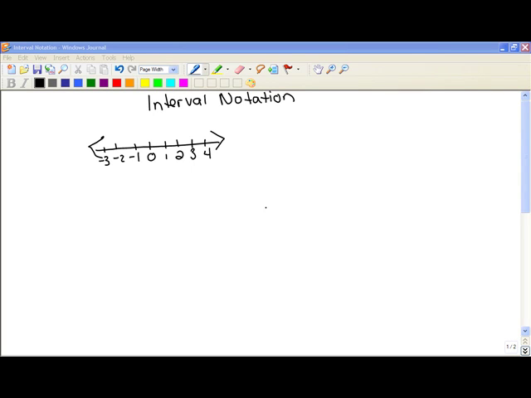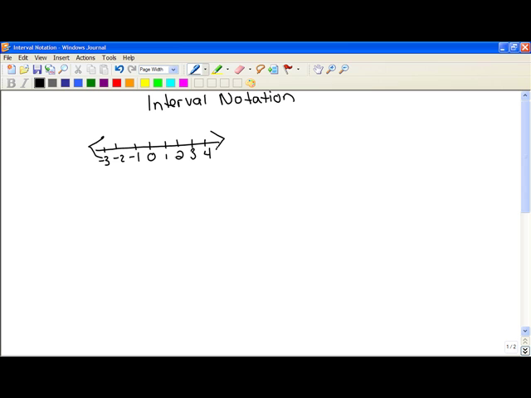We're going to start off talking about interval notation. Interval notation is a shorter way to write inequalities. Before we actually get into the interval notation, let's review a number line. A number line shows all real numbers.